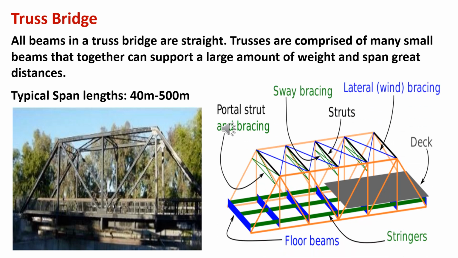As we can see in the figure now, the figure is more about the different parts of the truss bridge, also including the labels of its parts. But of course, among the different parts of the truss bridge, we have the floor beams, stringers, deck, sway bracing, struts, portal strut, and the lateral wind bracing.